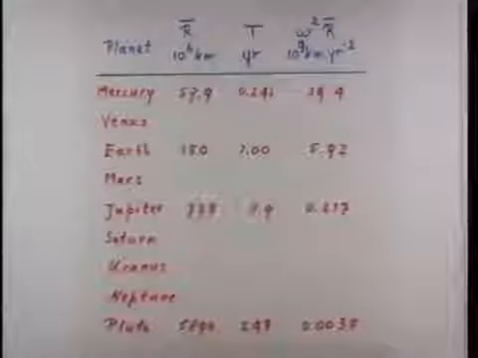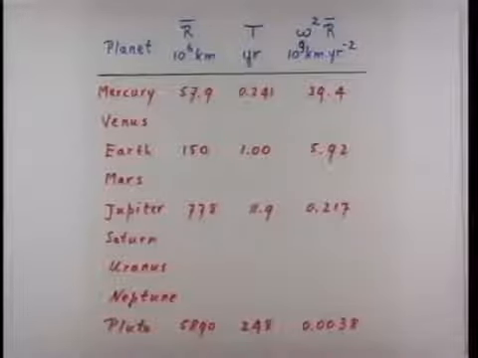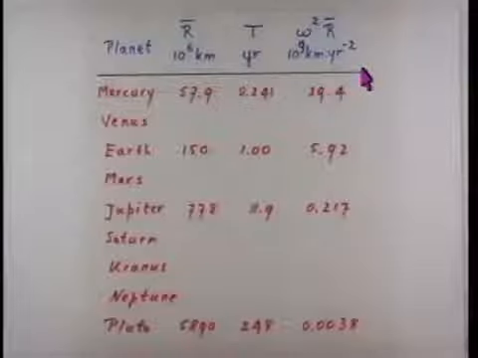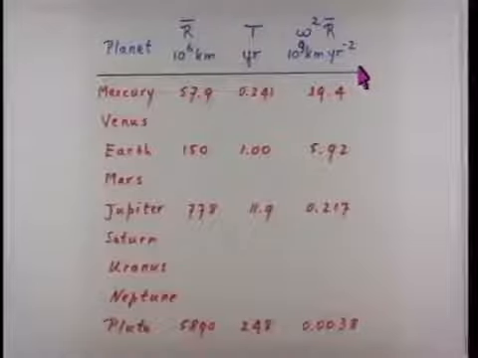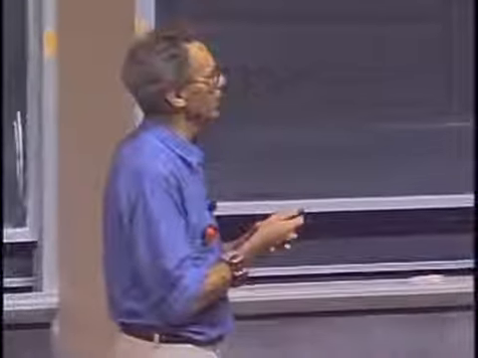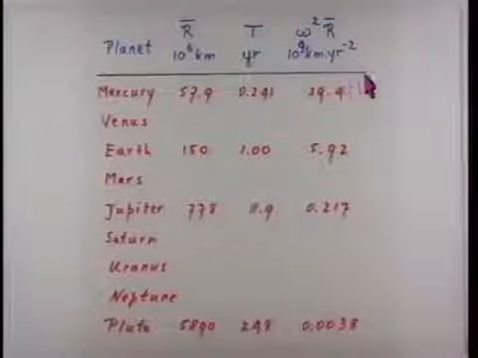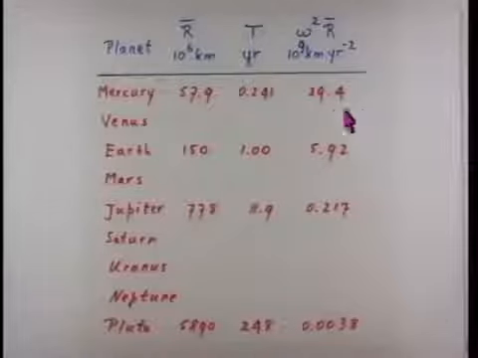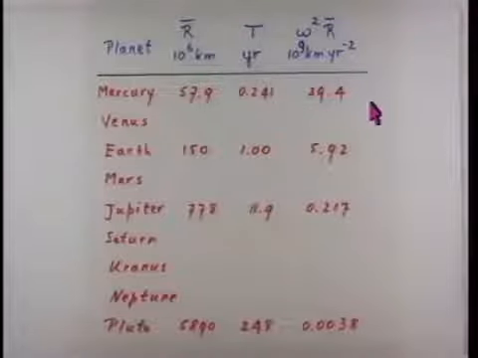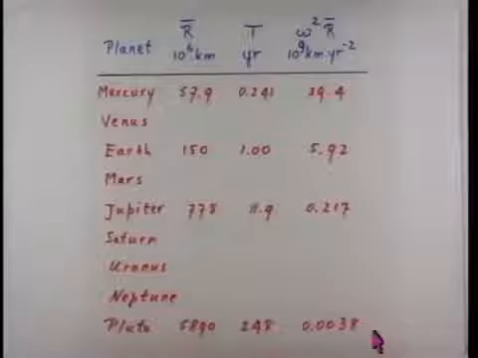Then, since I know the periods, I can calculate omega. Omega is 2 pi divided by T, so I know omega. And then I take omega squared times the mean distance to the sun, and this is, of course, the centripetal acceleration. So the planets experience this centripetal acceleration in some crazy units, but who cares about the units here? And notice that Mercury, which is 100 times closer than Pluto, has a centripetal acceleration which is 10,000 times larger than Pluto. 100 times closer, has a 10,000 times larger centripetal acceleration.